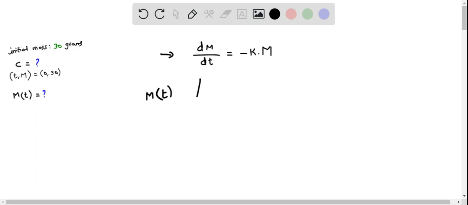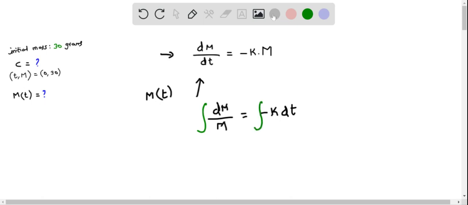First we have to separate the variables. So I'm going to divide by m and multiply by dt. When I do that, I get dm over m equals negative k times dt. Now we can see that we have separated the variables, that is, all m and its derivatives on the left side, and all t and its derivatives on the right side. And once we have separated the variables, we integrate both sides.